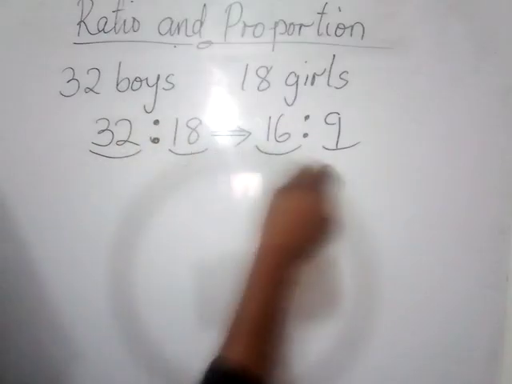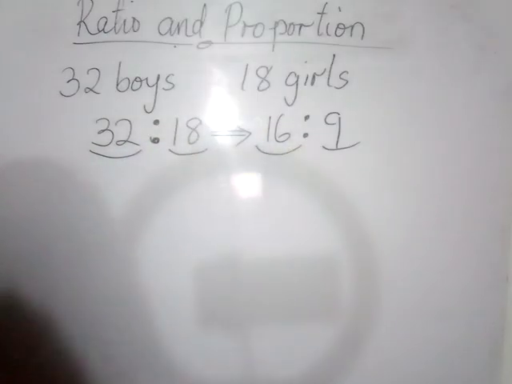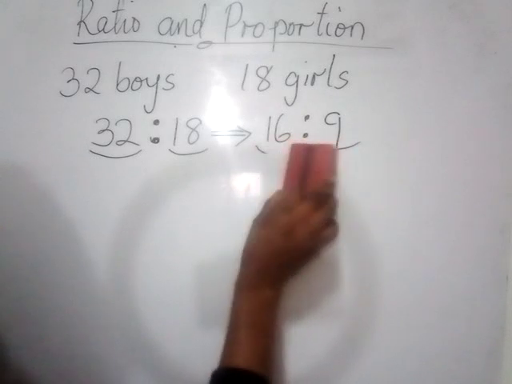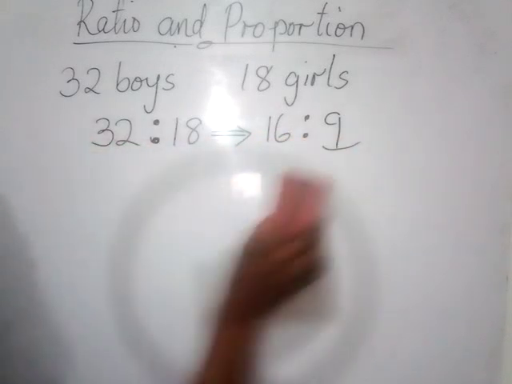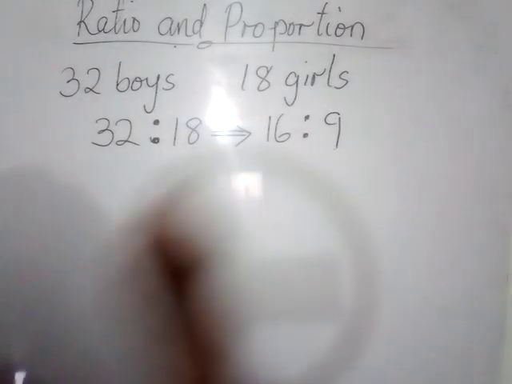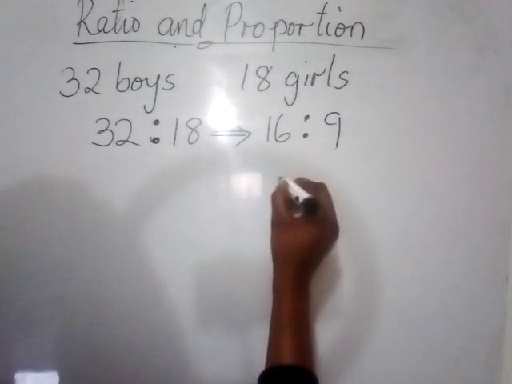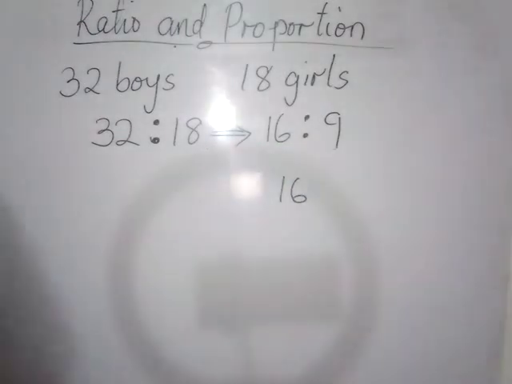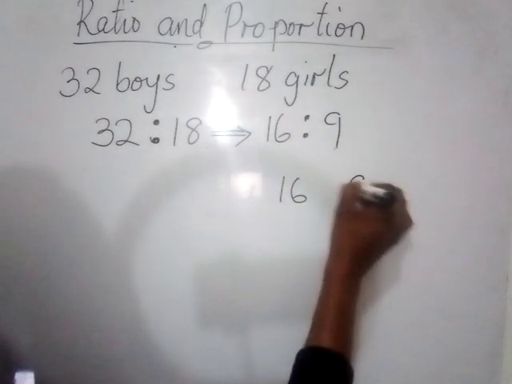Now looking at these two, they represent the same thing. Now let's see how they represent the same thing. Now bring out 16 boys. For every 16 boys, how many girls are you bringing out? You are bringing out 9 girls.